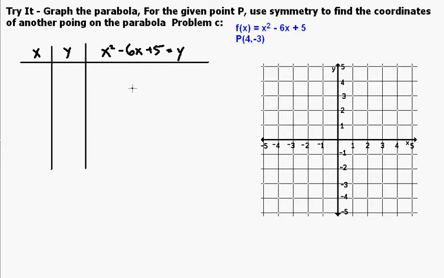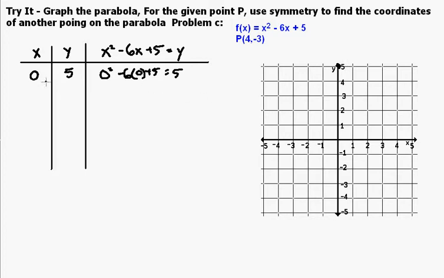So first of all, let's go ahead and graph the parabola. So we'll start picking points. If I let x be 0, I'm going to plug this into the expression x squared minus 6x plus 5. These both go to 0, and you're left with 5. So my first point is 0, 5. There's my first point right there.